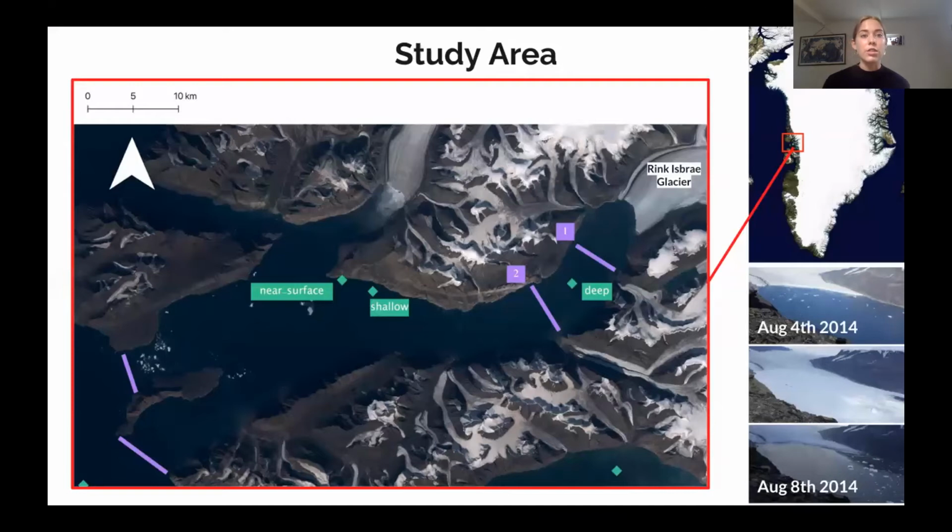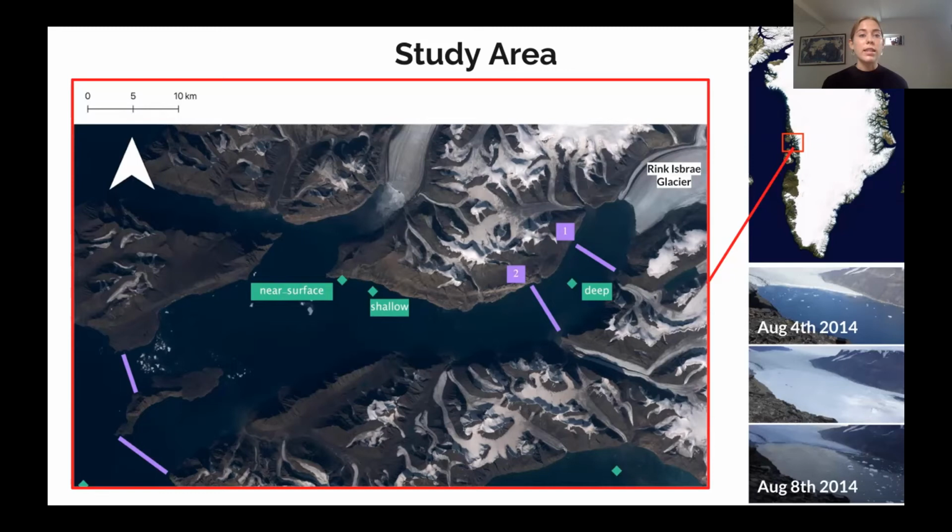In 2013 to 2015, a handful of scientists went out into Rink Isbrae and gathered CTD casts along different transects, shown here in purple. CTD stands for conductivity, temperature, and depth, so what you're measuring is salinity and temperature with depth. For my study, I'm focusing on this transect right here, which is closest to the glacier termini. The reason for that is CTD casts were taken here on August 4th, and then again on August 10th, 2 days after the ice melange breakup.